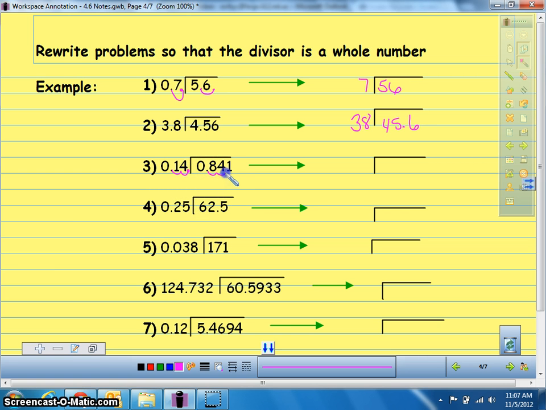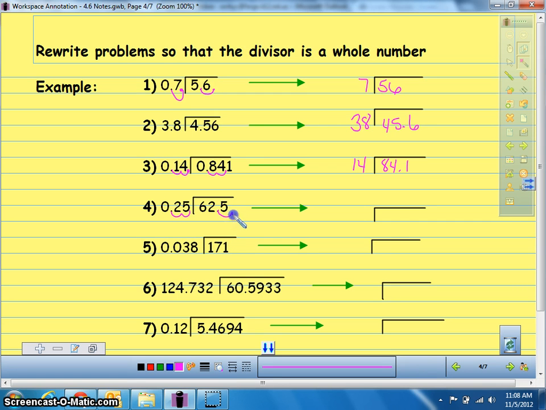I've got to do the same thing here. And so now I have 14 outside, and I have 84.1 inside the house. Same thing here. I'm going to have to move it how many times? 2. I hope you said 2. So when I do that, I go oop, oop, and there we go. That means I have to do that here.